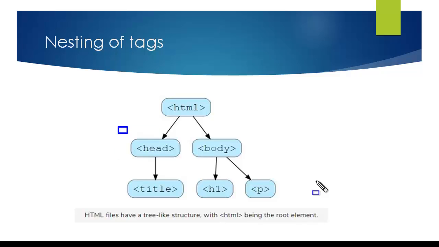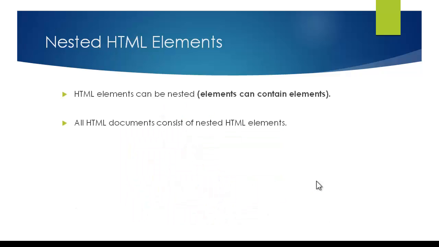But remember that this thing is very important, and also this thing is also very important. And then it is telling us that HTML elements can be nested within different kinds of elements, like body nested H1, P, image. All the HTML document consists of nested elements.